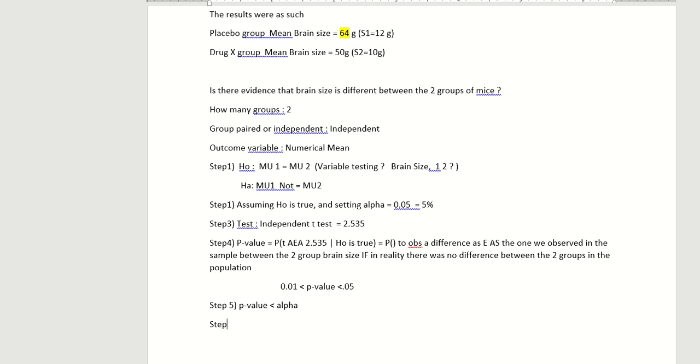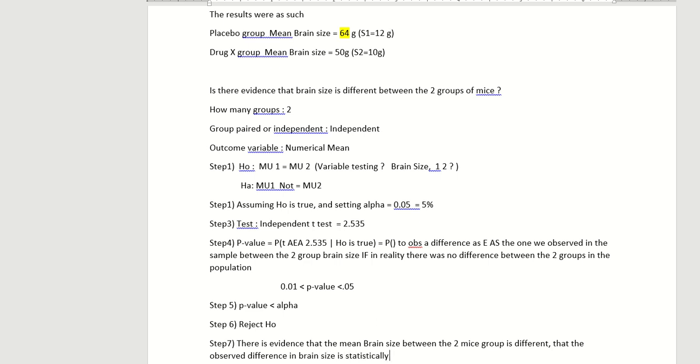Therefore, in step number 6, we're going to reject the null hypothesis. This is also known as your statistical conclusion. And step number 7, you're going to write a research conclusion, and therefore we're going to say that there is evidence that the mean brain size between the two mice groups is different, or you can say that the observed difference in brain size is statistically significant.